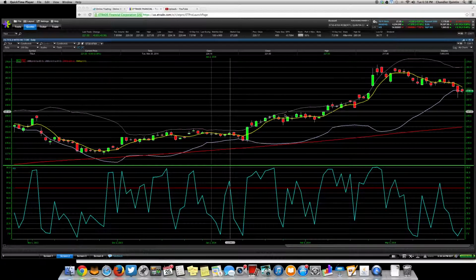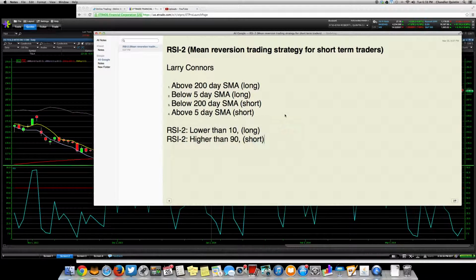Today is March 25th, and today the trade was Tesla. Now, I normally don't hold positions overnight, but the RSI2 strategy tells you that when a certain situation happens, you can get a really good move the next day on open. So let me just review the RSI2 strategy.